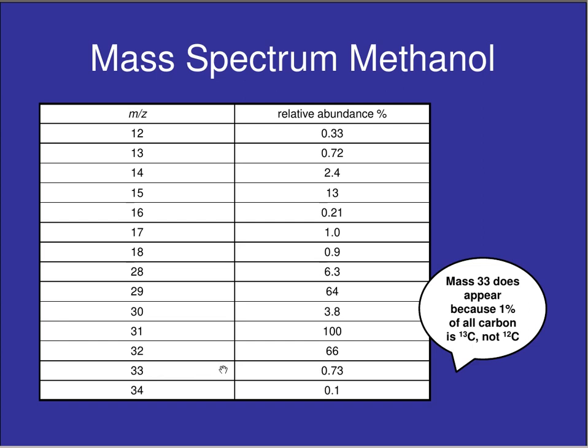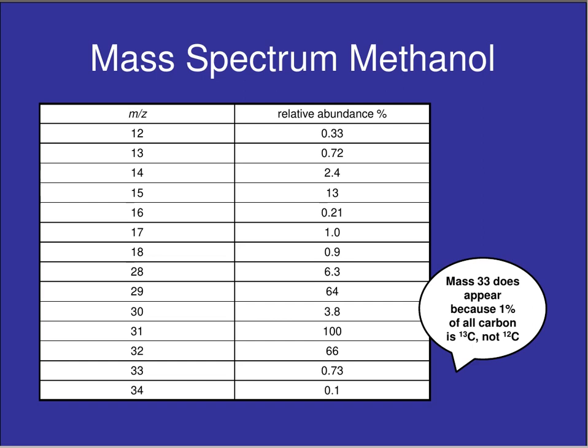So don't forget that the natural abundance isotopes are still prevalent in all your molecules, and so we will end up getting that visible in the spectrum.